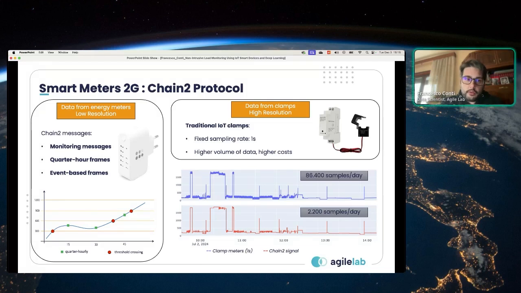For quarter hour, we mean that we are going to receive a sample taken every 15 minutes. So as you can see from this plot, the green square is a sample with the instantaneous power every 15 minutes. And then we could also have event-based frames.